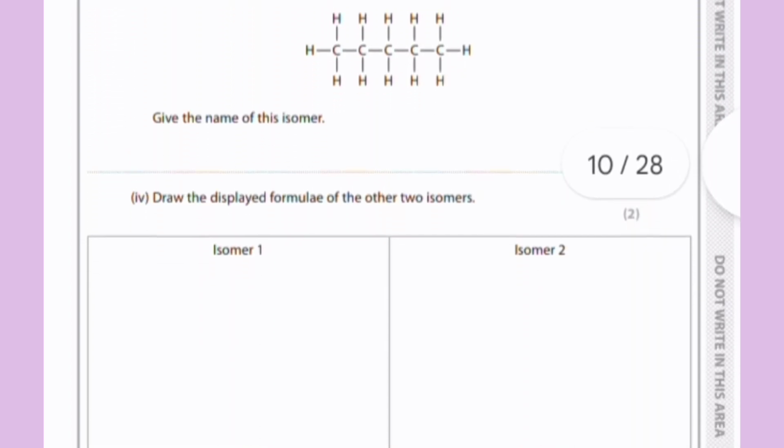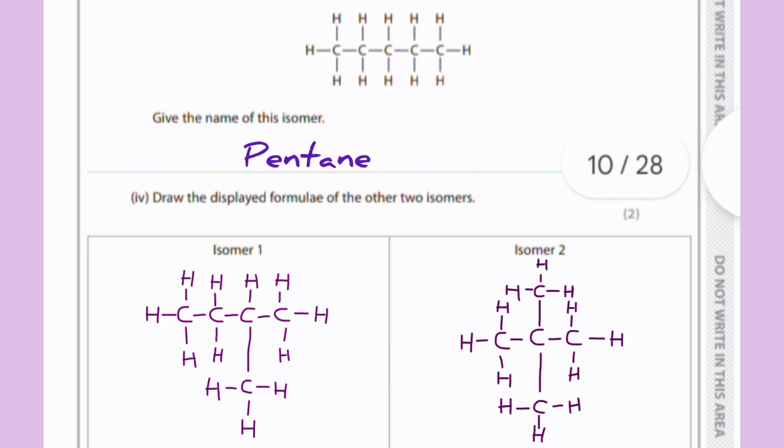Part 3. This is the displayed formula of one of the isomers. Give the name of this isomer. There are 5 carbon atoms, so we will use the prefix pent, and since there are all single bonds between the carbon atoms, we know that it's an alkane, therefore we use the suffix ane, so this is pentane. Part 4. Draw the displayed formula of the other 2 isomers. Here are the isomers.